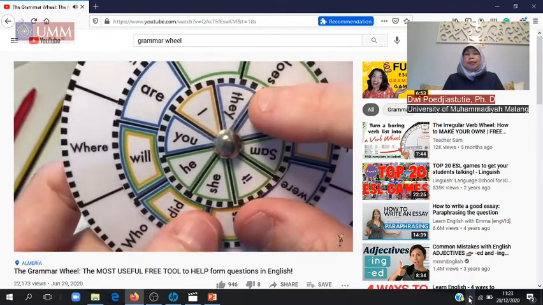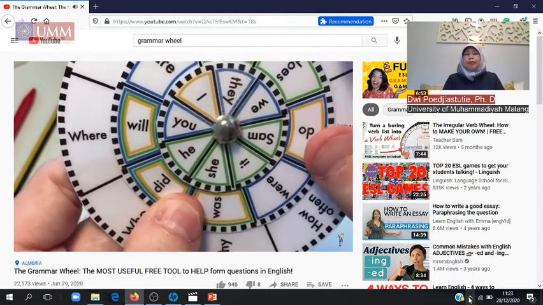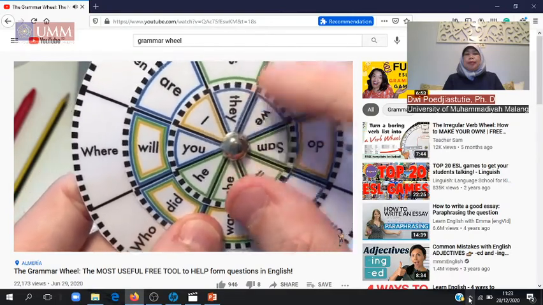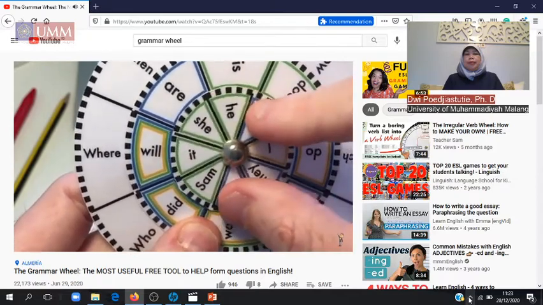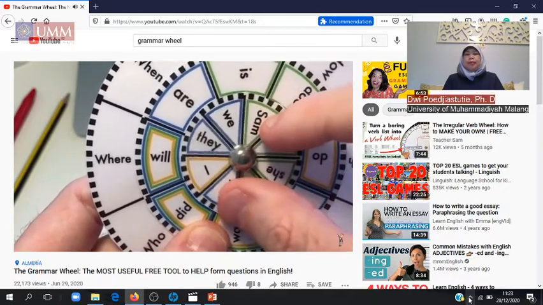Let's use will. So will, we can see, has three colours, blue, green and orange. So we can use all of them. We can say where will you, where will he, where will she, where will it, where will Sam, where will we, where will they, and where will I.